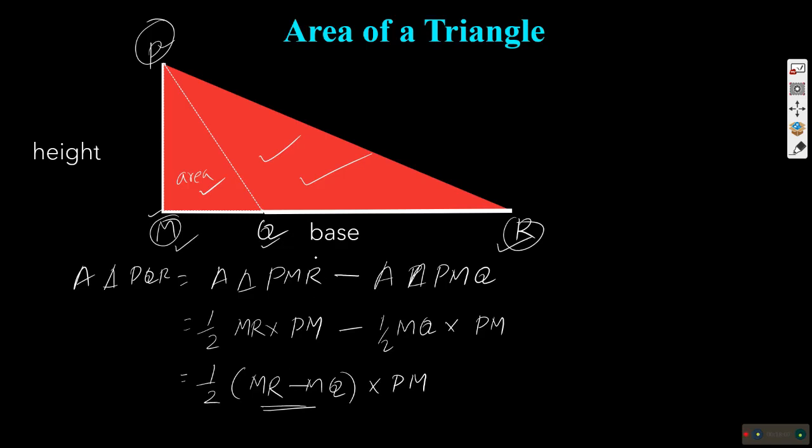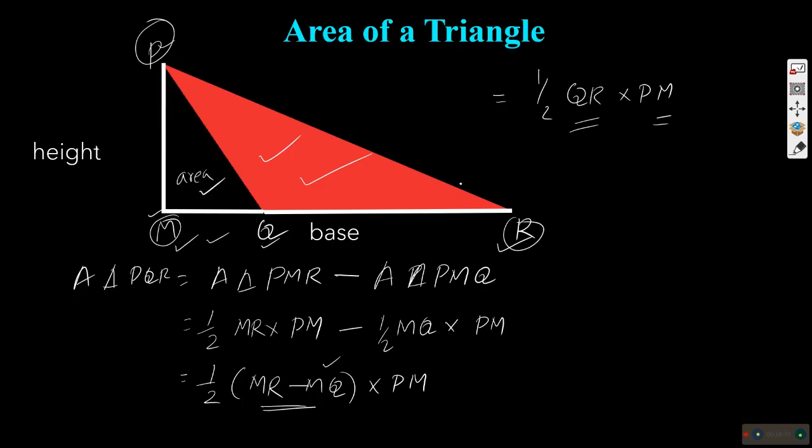MR is the whole length, minus MQ. So naturally QR became the base. So I can write it as half into the length of QR into PM. When we come to this format, look at the original triangle. What is QR? This is QR. This became the base. And what is PM? PM is the constructed height.